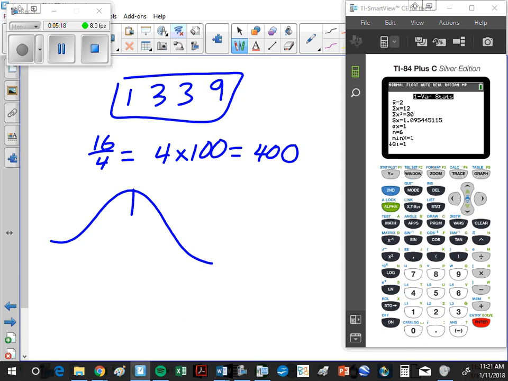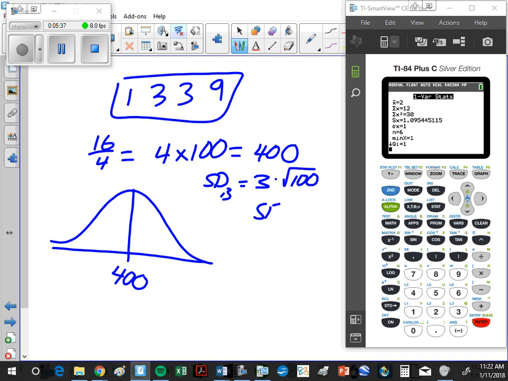So our normal curve, we have 400 in the middle. And what is the SD of the box? Or sorry, yeah, the SD of the box is 3. So the SD of the box is 3. We multiply that by the square root of 100, and I get the SE is 30. Okay. So the expected value is 400, but 68% of the people will be plus or minus 30.